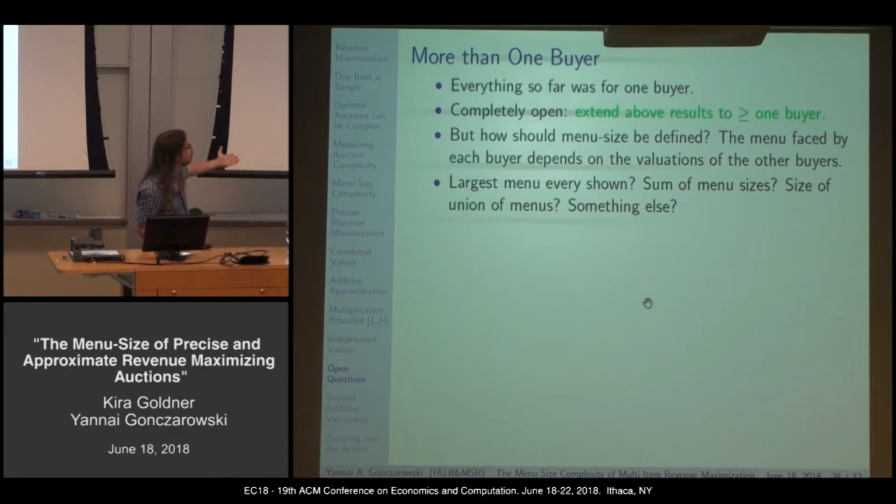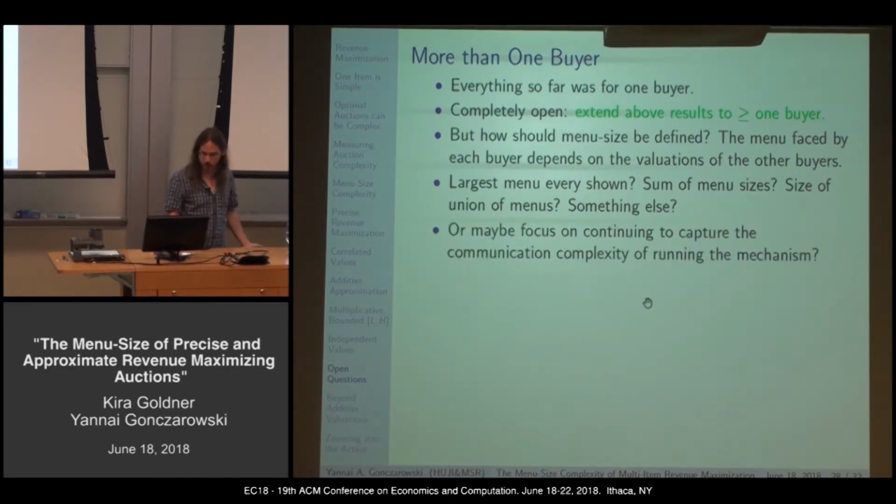Is it the largest menu ever shown to any buyer? Is it the sum of the menu sizes? Is it the sum of the unions of the menus? Something else? I have no idea. Or maybe don't try to generalize the menu size as a size of some menu, but try to say, okay, with one buyer, menu size is the exponent of the communication complexity. Maybe try to analyze here an equivalent of that, the exponent of the communication complexity, or the communication complexity.